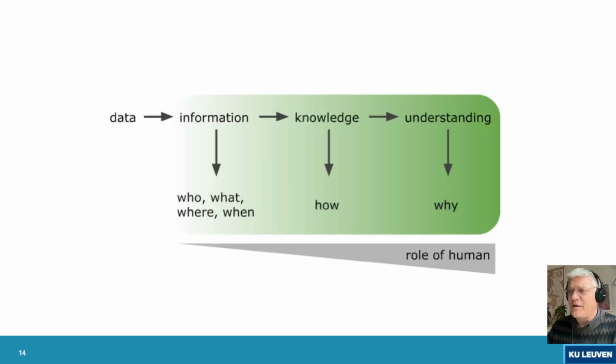At the same time, as we move from data to information to knowledge and to understanding, the role of the human becomes more important. For each of those, there are different types of questions you can ask. For information, you can ask things like who, what, where, or when. If we are talking about knowledge, then we're talking about the how. And if we talk about understanding, we talk about the why. With each of those levels, the role of the human becomes more important.